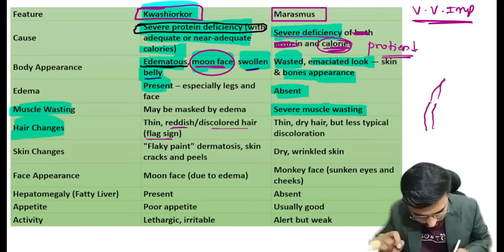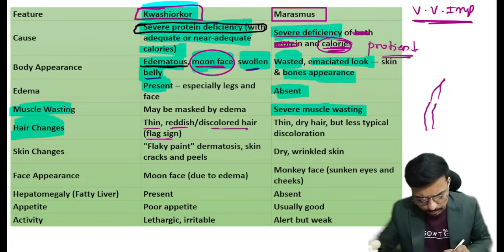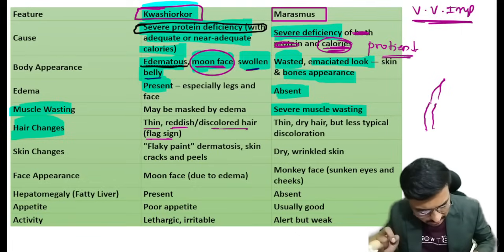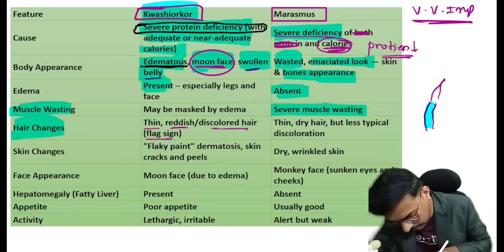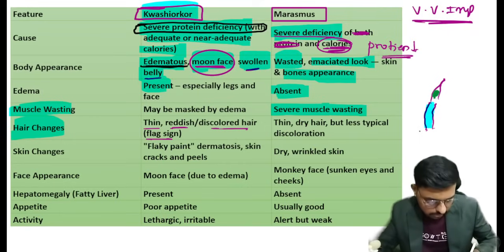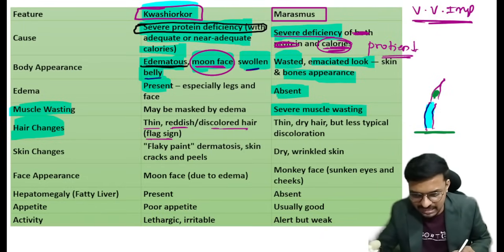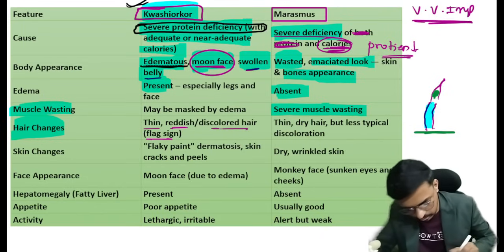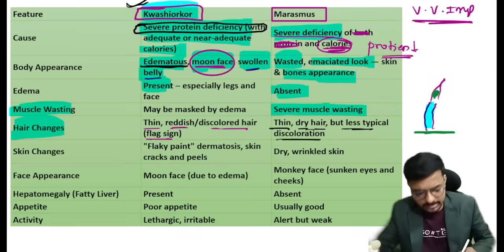Reddish discoloration of the hair; for the health and thickness of the hair, protein is necessary. No protein means the hair will be thin and of a different color. This is what we call the flag sign. Please do remember, hair will be thin, hair will be a different color. That is the flag sign seen in case of kwashiorkor. Then comes thin dry hair, but less typically discolored. So no discoloration in marasmus.